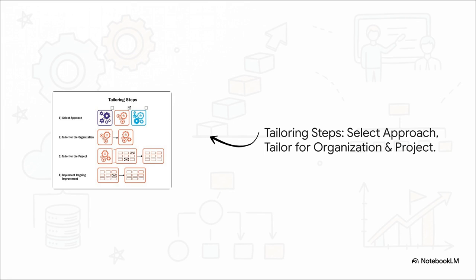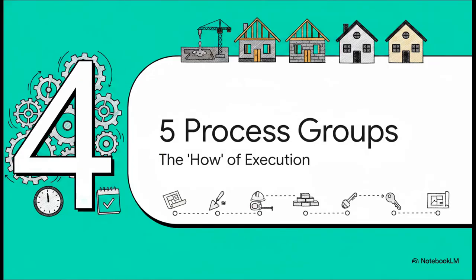First, we select our initial approach, deciding if we need a highly predictive waterfall timeline or an adaptive agile one. Step 2, we tailor it for the organization, meaning we actively adjust for your company's specific compliance frameworks or HR governance. Step 3, we dial it in for the unique constraints of the project itself, like tight budgets or maybe a scattered remote team. And finally, step 4, as the work progresses, we implement ongoing improvement by reflecting on what is and isn't working.